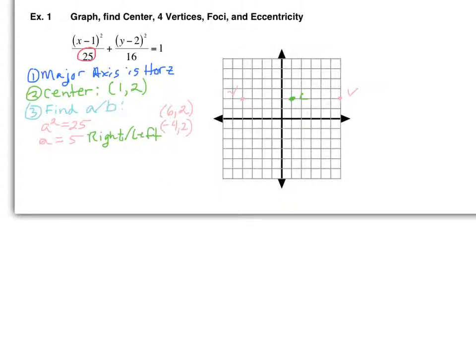Then we're going to find B. And I know that B squared is equal to 16. So what is B? 4. And since B is my minor axis, do I want to go up, down, or right, left? Up, down. And it's always from the center. So I'm going to go 4 up. And 4 down. And then I'm going to connect those as smoothly as possible.